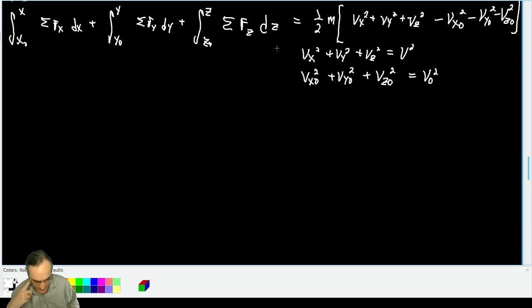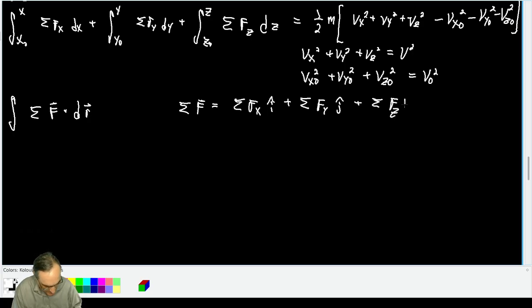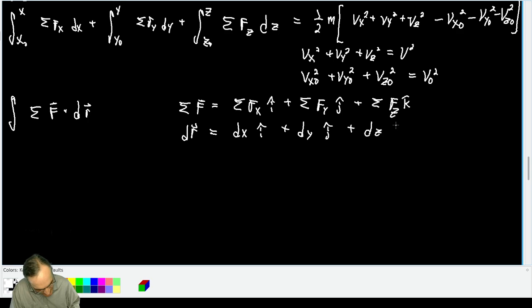Let's think about this first part here. If we had an integral for the work, it's the sum of forces as a vector dot product with dr, the displacement. But the sum of forces vector we can write as the sum of forces in x in the i hat, plus the sum of forces in y j hat, plus the sum of forces in z k hat. And we can write dr in terms of dx in the i hat, dy in the j hat, and dz in the k hat.